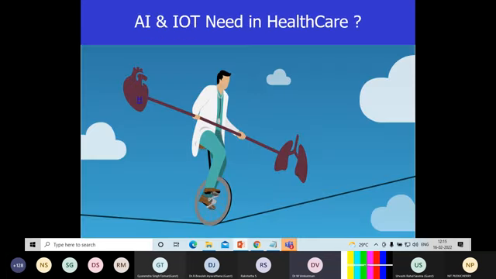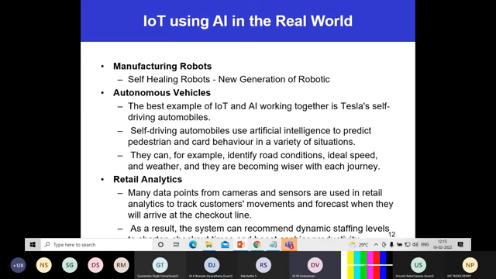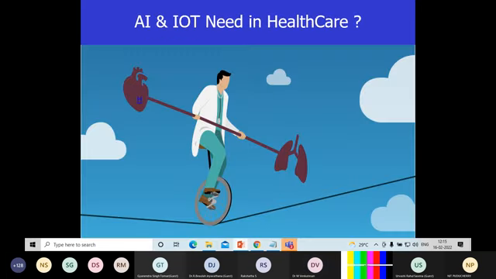So these are the various AI-enabled IoT systems that are available, and there are many applications. Just have a look at that.